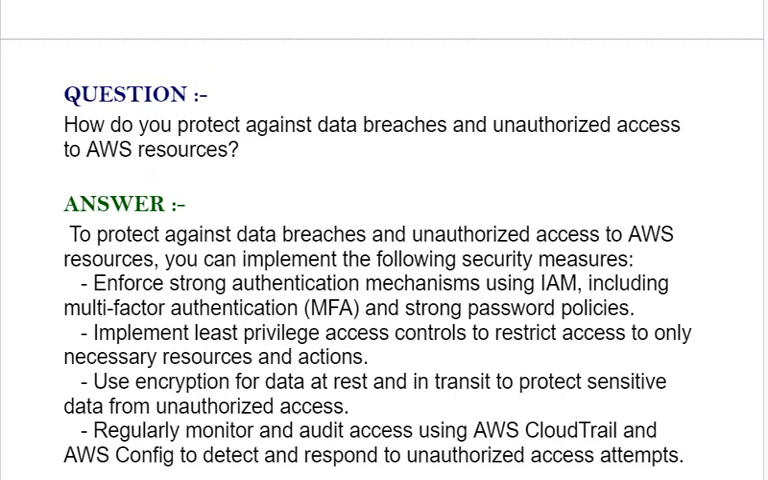Our next interview question is: how do you protect against data breaches and unauthorized access to AWS resources? Your answer should be: to protect against data breaches and unauthorized access to AWS resources, you can implement the following security measures. Enforce strong authentication mechanisms using IAM, including multi-factor authentication, MFA, and strong password policies. Implement least privilege access controls to restrict access to only necessary resources and actions. Use encryption for data at rest and in transit to protect sensitive data from unauthorized access. Regularly monitor and audit access using AWS CloudTrail and AWS Config to detect and respond to unauthorized access attempts.